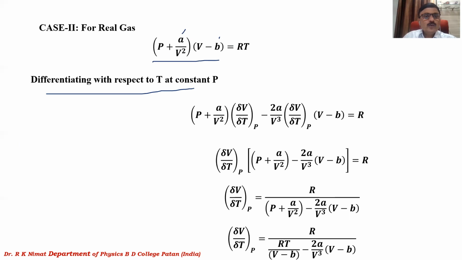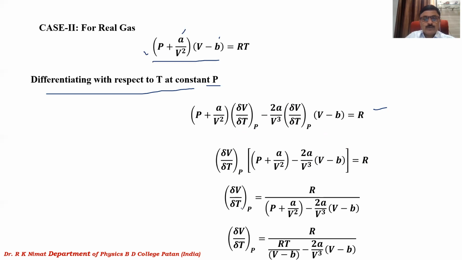Differentiate this equation with respect to T, keeping pressure constant. If you differentiate this equation, we will get (P plus A by V square) into (∂V/∂T) at constant P minus 2A divided by V cube (∂V/∂T) at constant P, into (V minus B), is equal to R. Now take the common (∂V/∂T) at constant P from the left hand side. You will get (∂V/∂T) at constant P into [P plus A by V square minus 2A divided by V cube] into (V minus B) is equal to R.